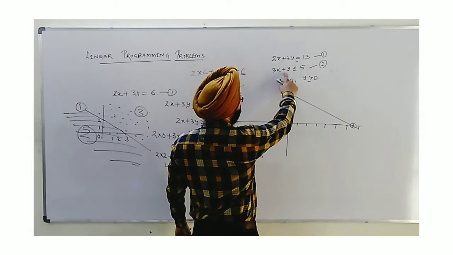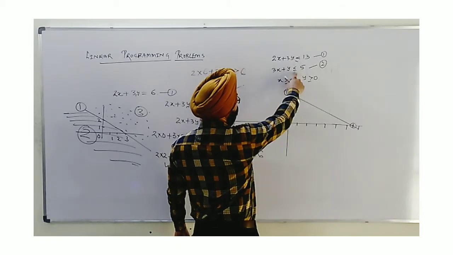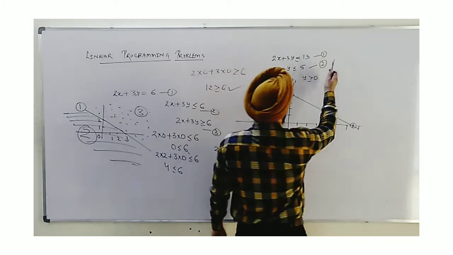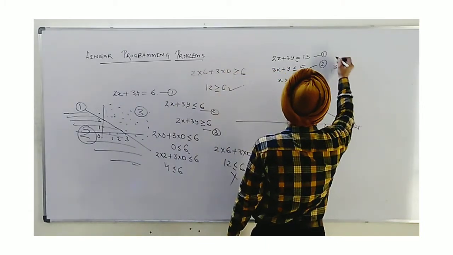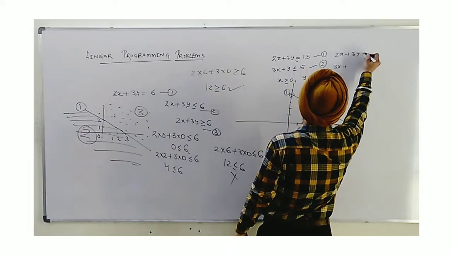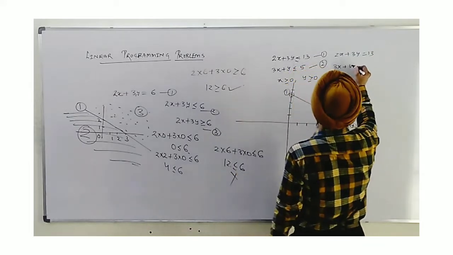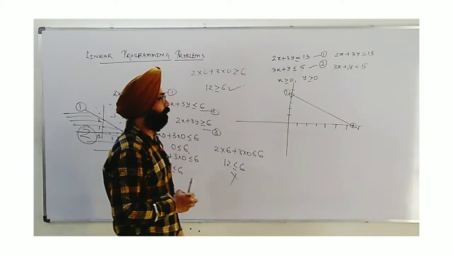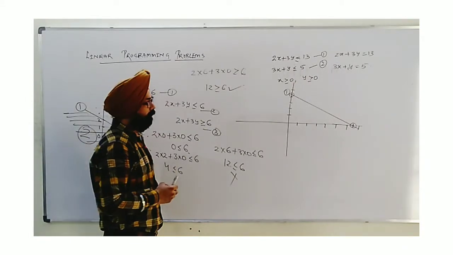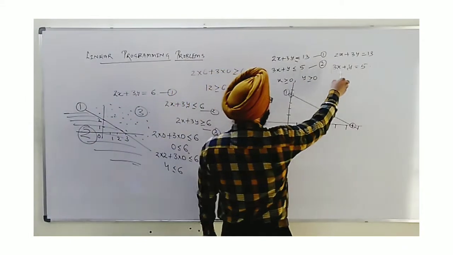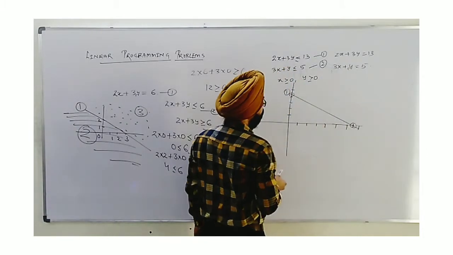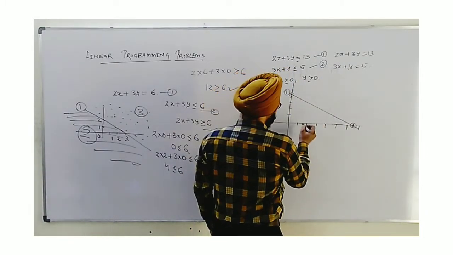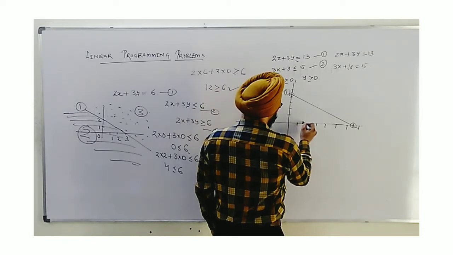Now we are having 3x plus y is less or equal to 5. So the corresponding equation, just like the first case it was 2x plus 3y equal to 13, here the corresponding equation is 3x plus y equal to 5. So one by one you take y equal 0, x equal 0. The best idea. If I take y equal 0 I get 5 by 3 as the value of x. This will be 1.6 around. So the point comes somewhere here.